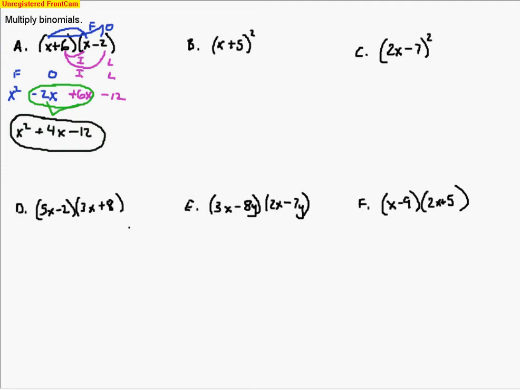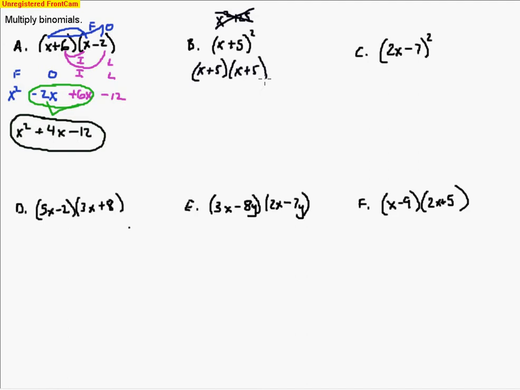Moving on to the next one, we see that this is a quantity being squared. So again, the common mistake. The mistake is people do this. They say x squared plus 25. But that's wrong. Don't do that. Remember, you've got to write it out twice. X plus 5 and x plus 5.